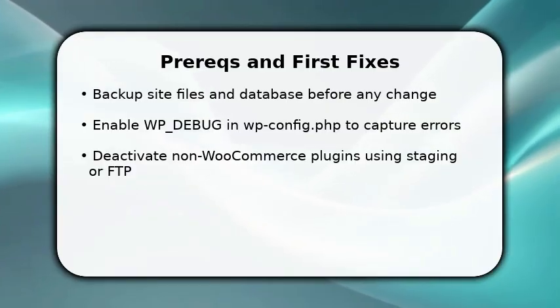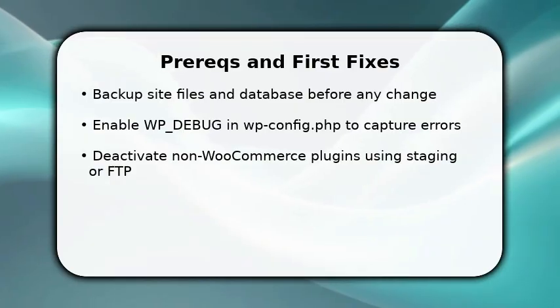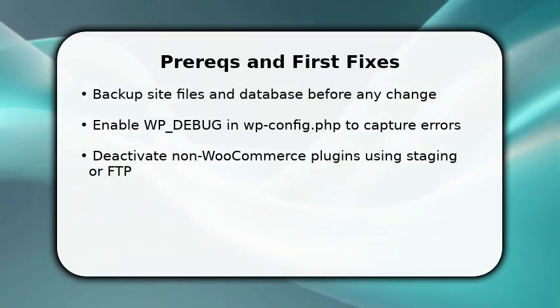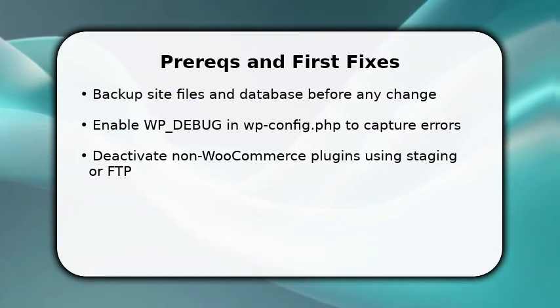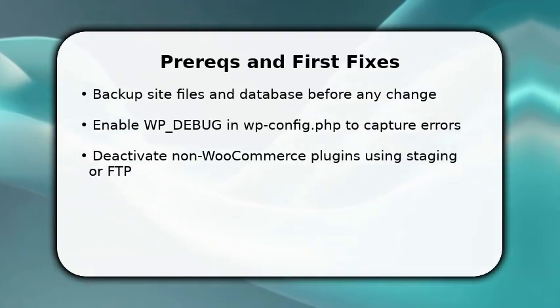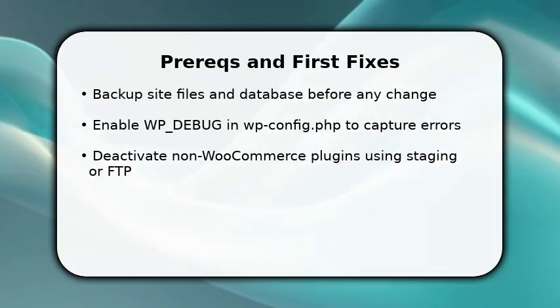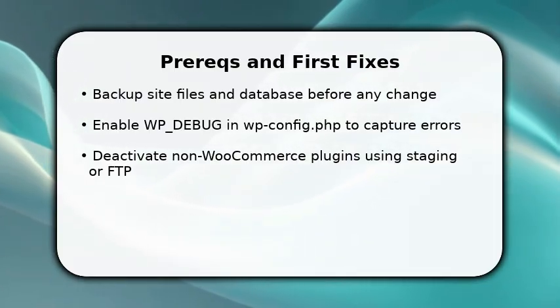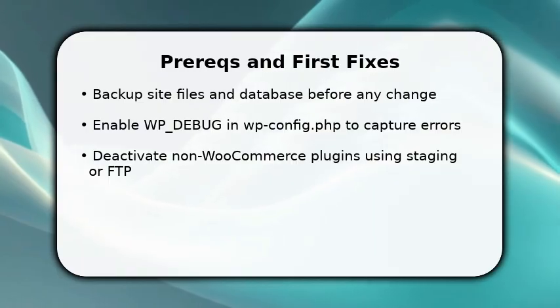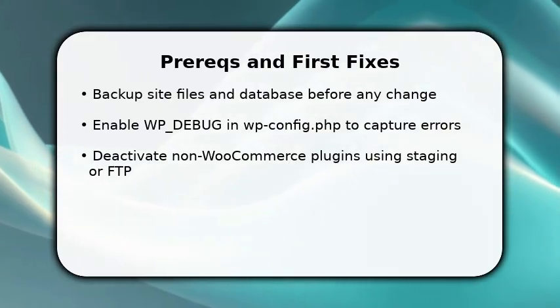You start by protecting work, backup files and the database, then enable WP Debug to see error messages. Once done, switch the site to a staging environment or use FTP and deactivate all non-WooCommerce plugins to isolate conflicts. Make sure to clear any server and browser caches so error traces are fresh.